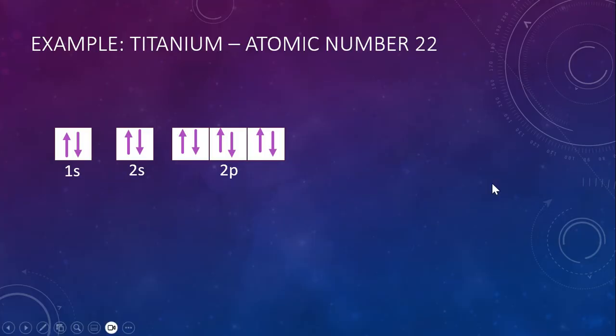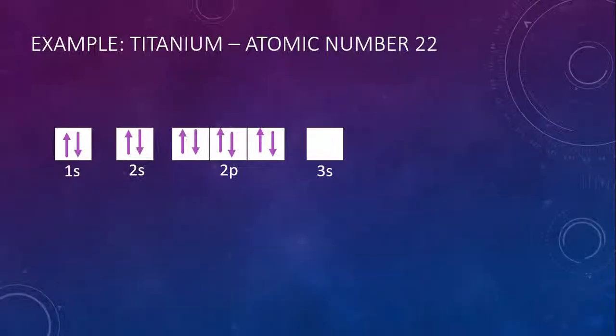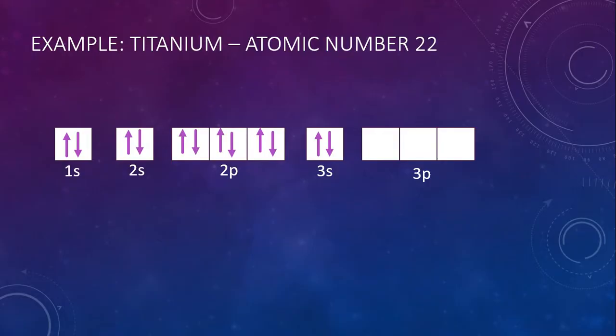Next, after 2p, let's go back to that pyramid because we haven't done this yet. Let's go back to that pyramid, and we see that after the 2p is 3s. So we're going to go ahead and do the 3s. Let's see, we've only used 10, so we've got plenty to go. So this gets a full complement. After the 3s is the 3p. We have 12 electrons accounted for, so we have plenty left. So we're going to go 1, 2, 3, 4, 5, 6. So at this point, we have 18 electrons accounted for.